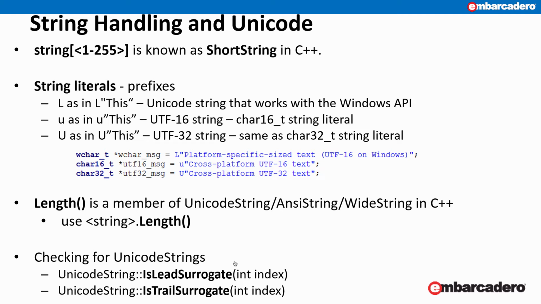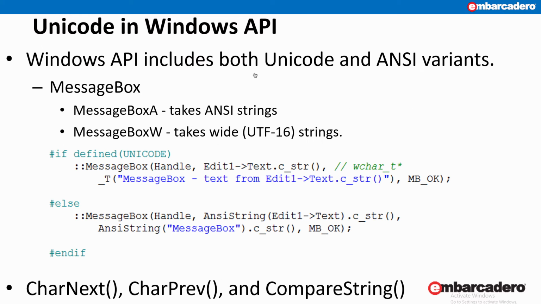For checking Unicode strings, you can use System::UnicodeString::IsLeadSurrogate, and that returns true if the indexed element is a lead surrogate and false otherwise. Or you can use UnicodeString::IsTrailSurrogate, and that returns true if the indexed element is a trail surrogate and false otherwise. With both methods, the index is an element index into the string, not a character or byte index. Looking at Unicode and Windows API, we see that the Windows API includes both Unicode and ANSI variants.